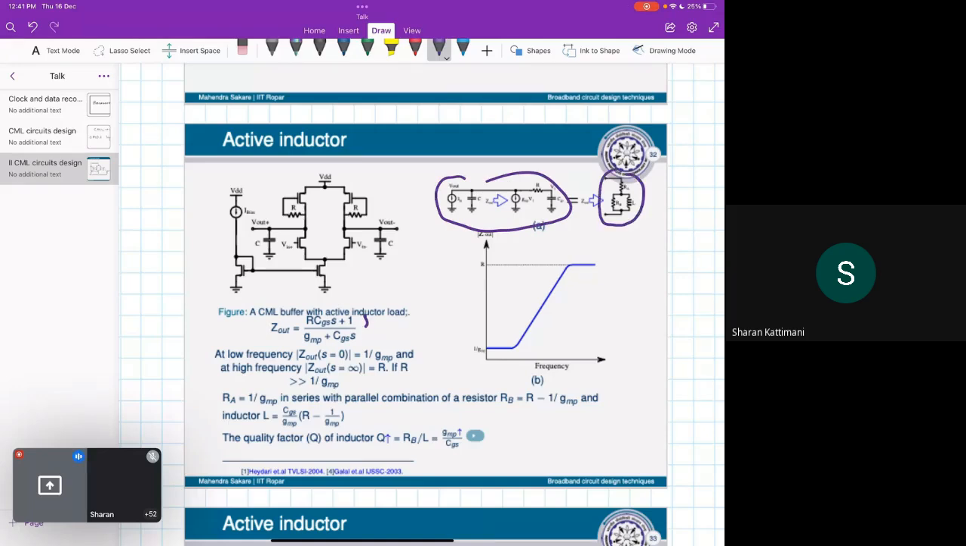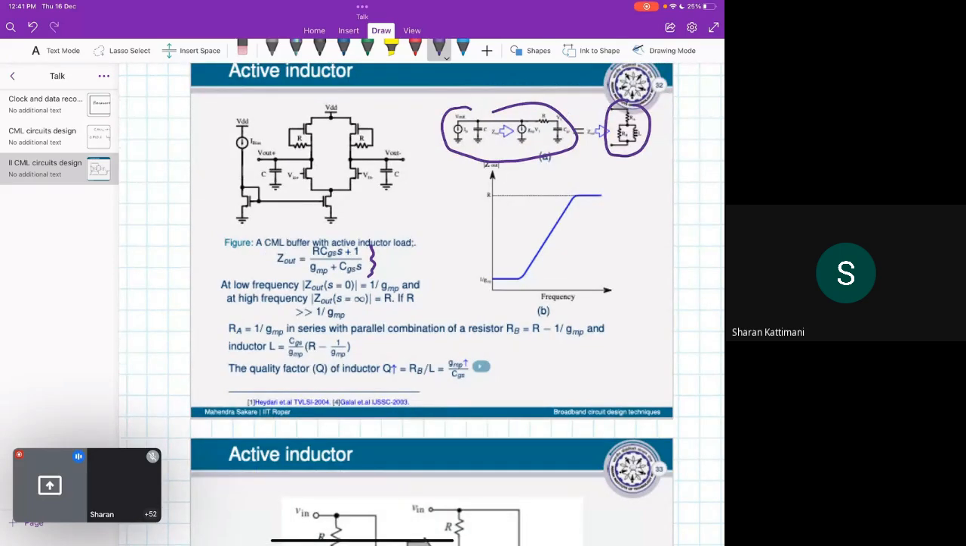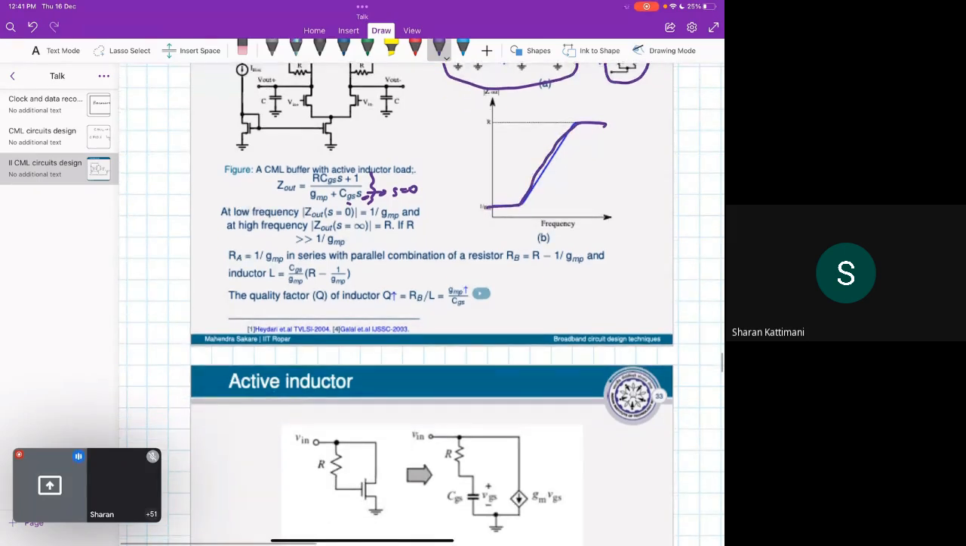So this is the impedance equation, where you can see R CGS plus 1, GM by CGS. If you put s equal to 0, I am talking about low frequency, so it will be 1 upon GM. So here you can see, and when s is equal to infinity, then Z is R. Okay, so this kind of characteristic we get. Okay, so the emulated inductor value will be this.